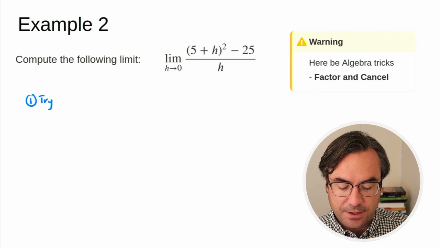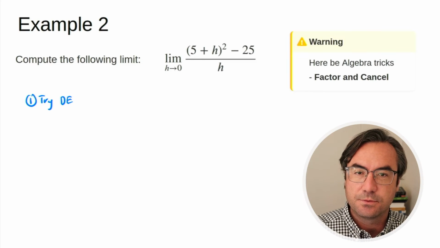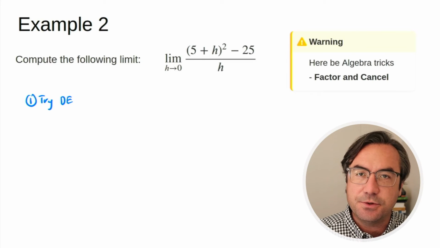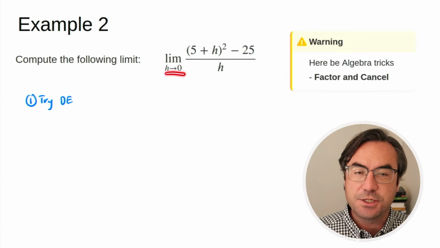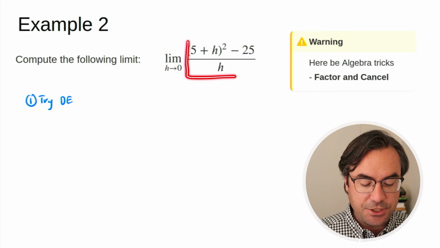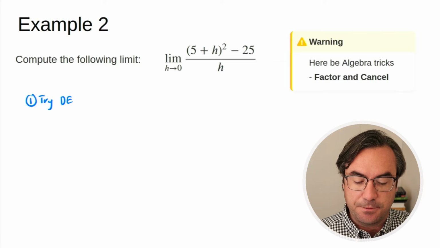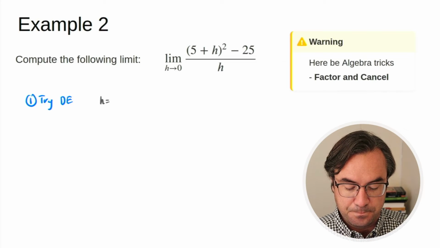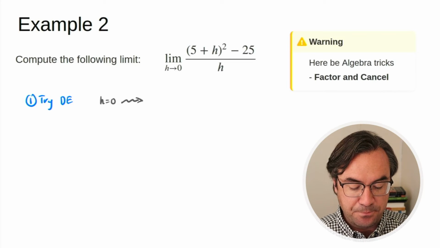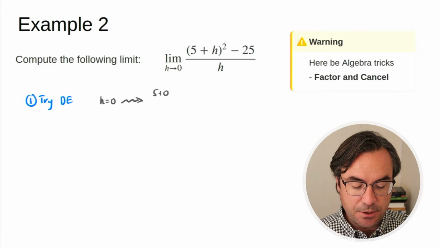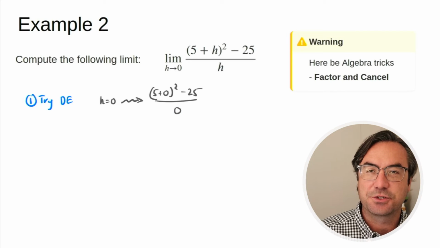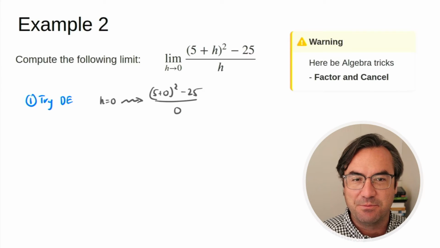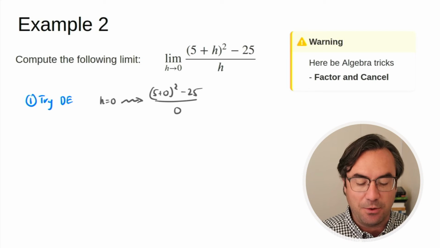But before we do that, the first thing we should try is direct evaluation. See if you get a number that makes sense. If you do, you're done. So let's see what we get. So h is approaching 0 here. Let's plug h equals 0 into our function. So we get ((5 plus 0) squared minus 25) all over 0. Well, already I can tell there's going to be an issue here. So it might be an infinite limit, but let's keep going.